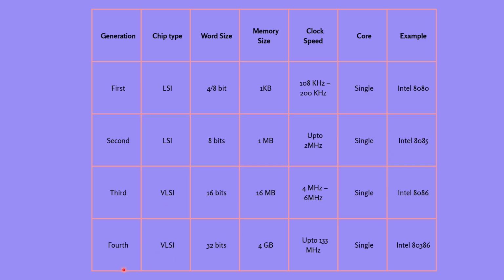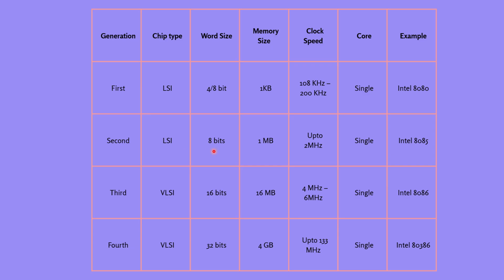That is the fifth generation computers. The first and second generations are large scale integrated, and the third and fourth generations are very large scale integrated. The number of transistors used in VLSI will be hundreds of thousands to millions of transistors used in the processors. And if we see the word size, in the first generation the word size was 4-bit or 8-bit.